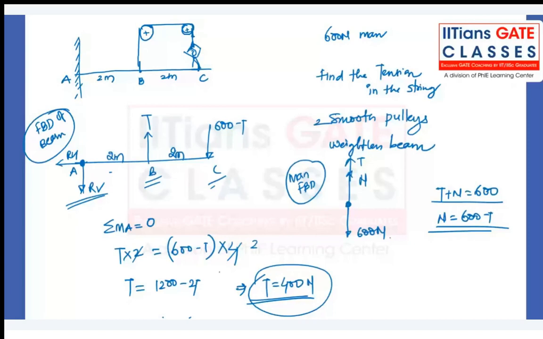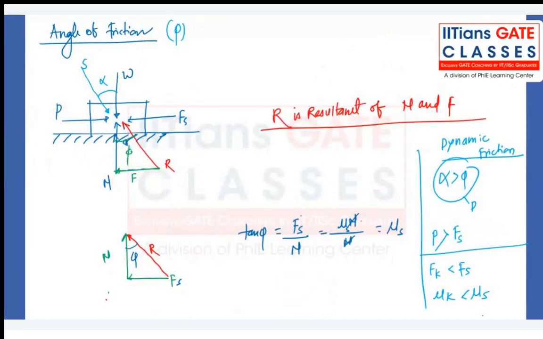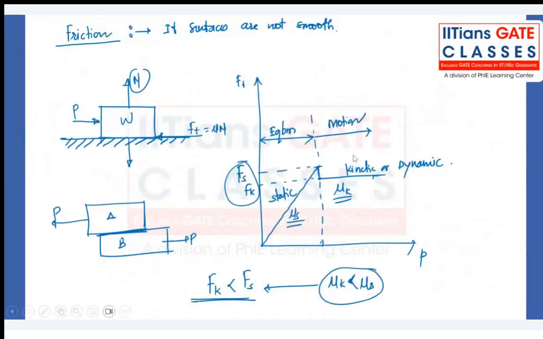Shubham is asking why mu s is greater than mu k. So Shubham, you understood this drop here, why it is dropped? Yes. So you know Fk is less than Fs. Do you agree? Fk is less than Fs. Yes. So what is F? F is the frictional force, and that is equal to mu into N, right? So if N is the same, only mu is changing, right? So mu k has to be less than mu s, right?